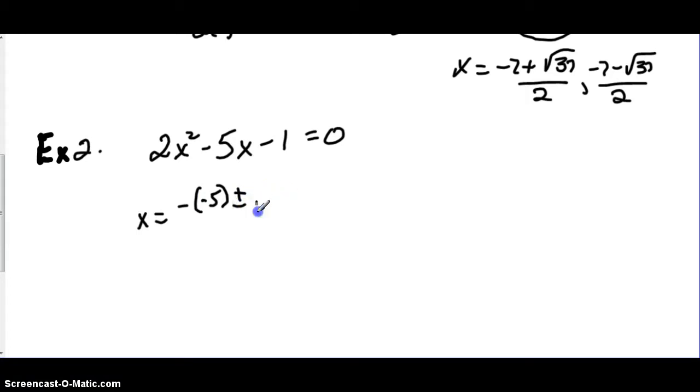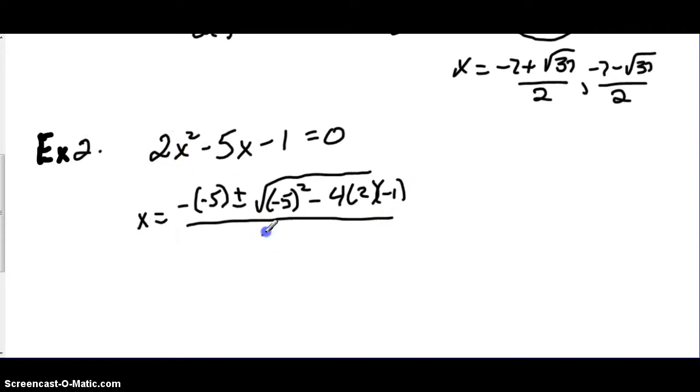plus minus radical b squared, make sure you put that negative on the inside, minus 4 times whatever a and c are. In this case, a is 2 and c is negative 1, all over 2 times your a value. As you get more familiar with this equation, you'll probably be able to skip some of these steps and figure out on your own what you need to write down.